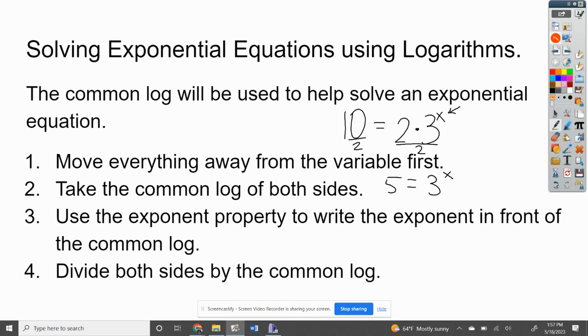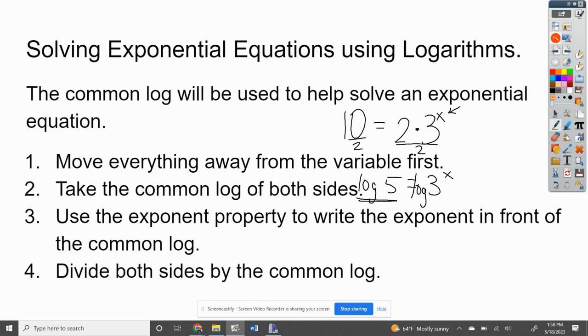Okay, so that was doing the first step. That was moving everything away from the variable first. I can't move the 3 away because the power of x is connected to the 3 right now. So I have to find a way to unconnect the x from the 3 so that I can solve for x. And the way to do that is to use the common log. So what I'm going to do is take the common log of both sides, log base 10, and take the log of this side. And that might not look like it does much. It looks like it overcomplicates things.